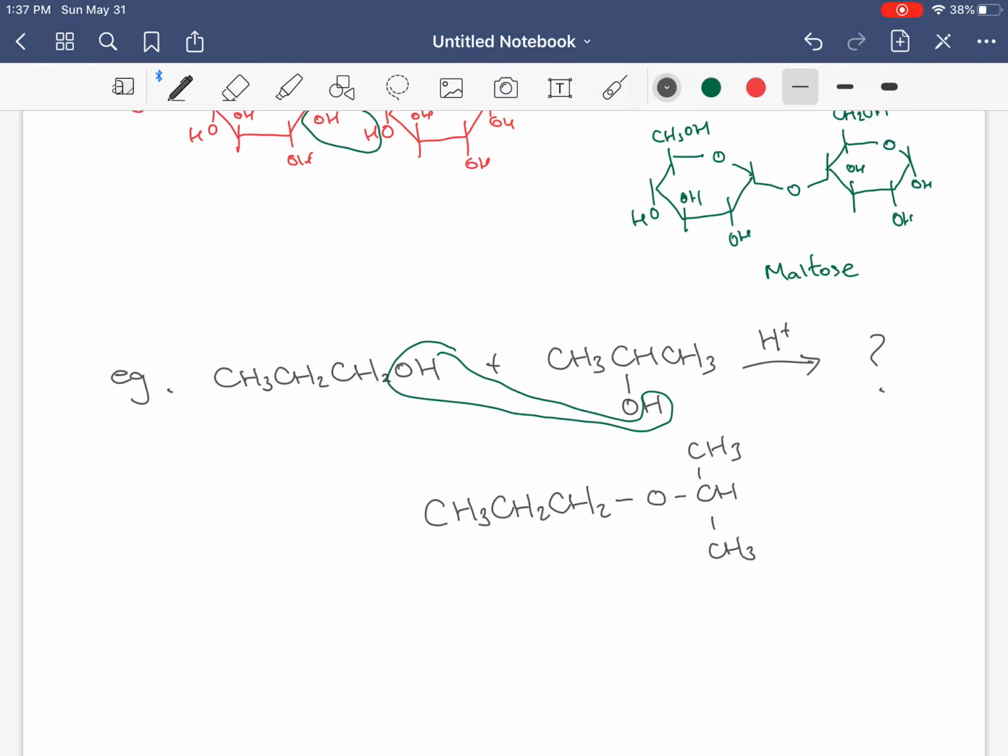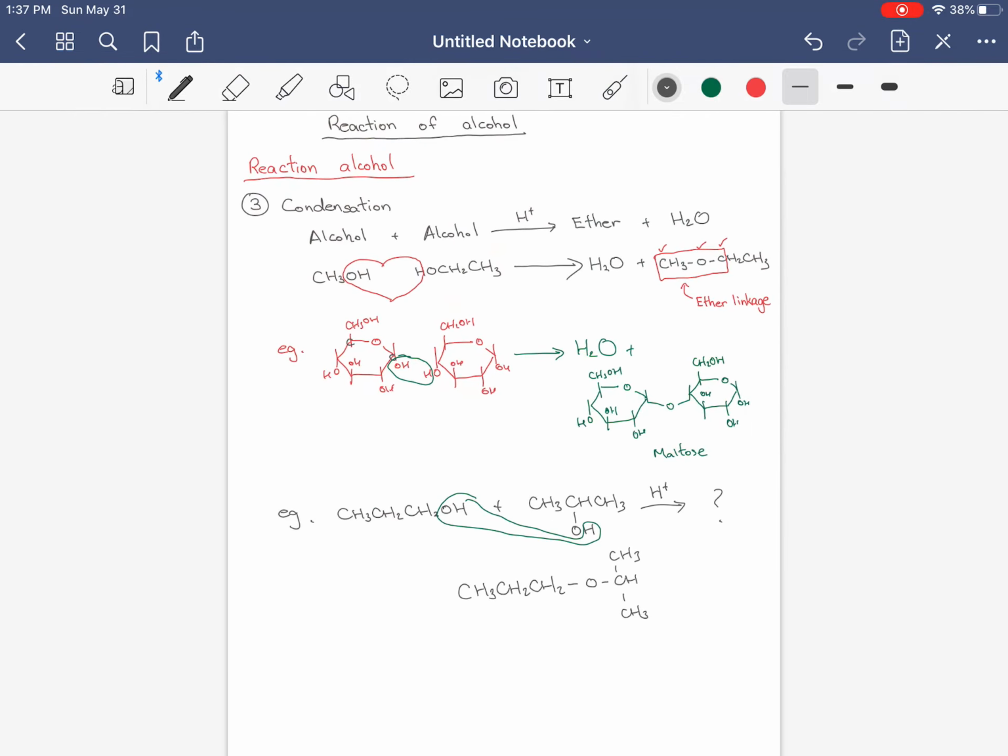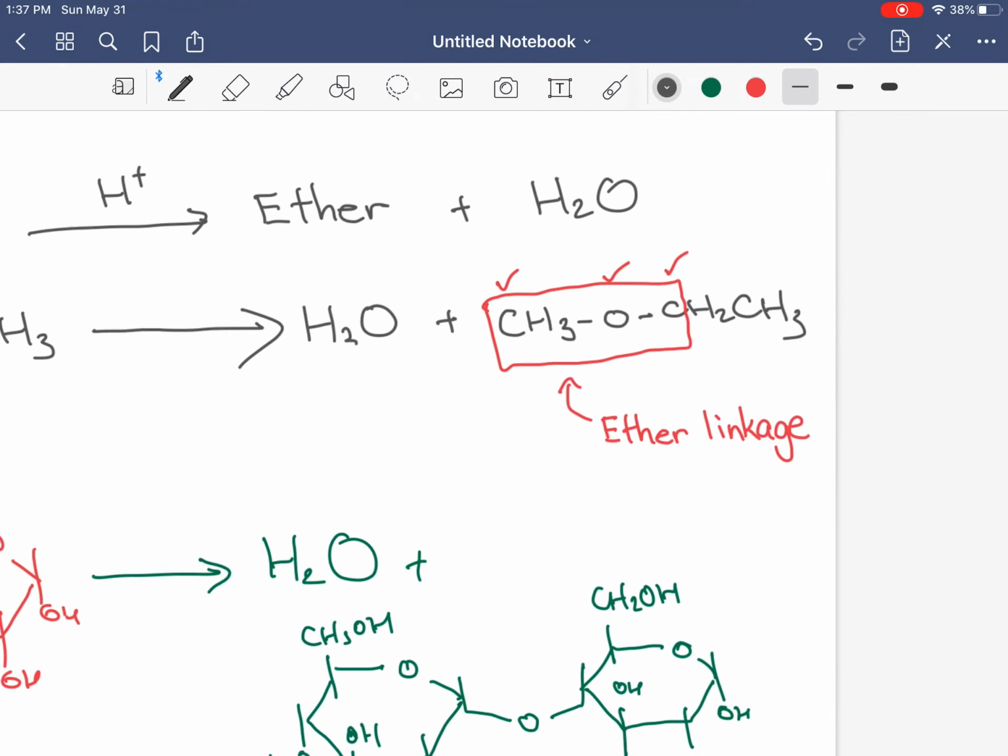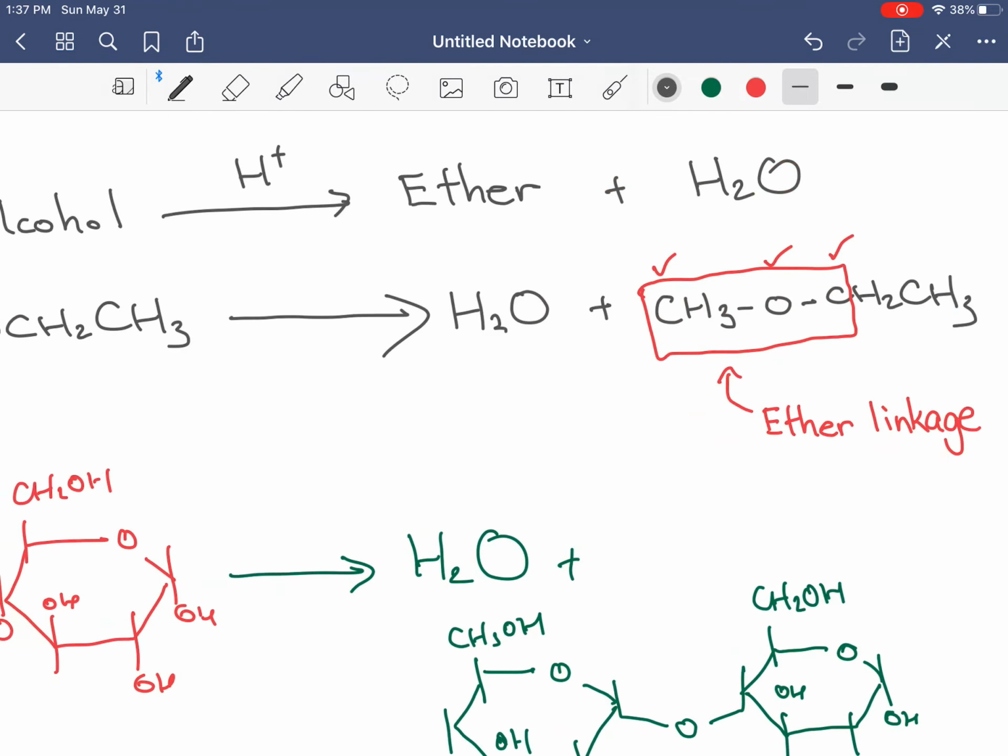Now there's two ways of naming ether. There's a common method, and there's the IUPAC method. So let's go back to this guy. How are we going to name this molecule right here? Now, let's go with the common naming. In a common naming, it is very simple. You look at what's on the left of the O and you look at what's on the right of the O and you determine what they're made out of.